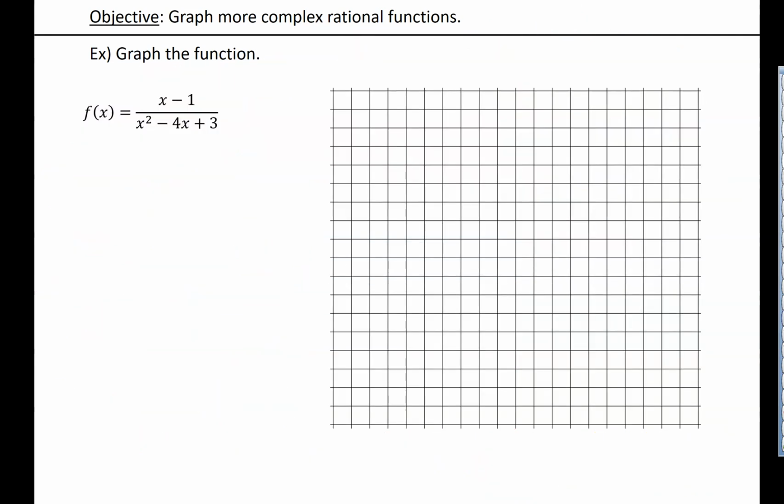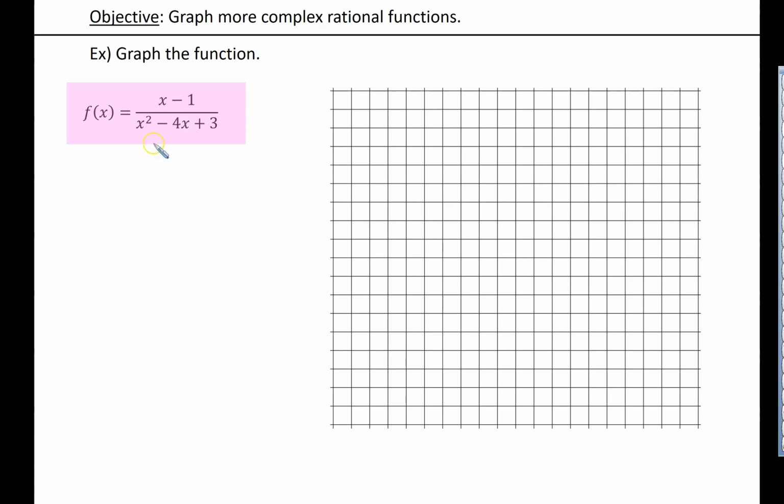We have a second example. This one does have differences, but it also does have some similarities. So what I'm looking at here, here's my function f of x. Again, with these more complex functions, you really do have to remember, before you start jumping in and trying to figure out any of the points or the asymptotes, that you make sure it is in simplified or reduced form.